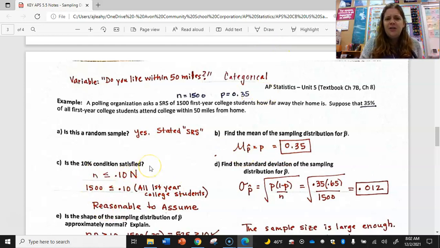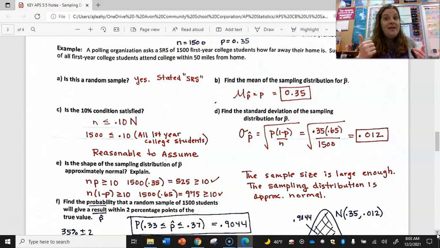Is the 10% condition satisfied? Am I less than 10% of my population? Is 1,500 less than or equal to 10% of all first-year college students? That seems reasonable to me. I don't know what that answer is, but that seems pretty reasonable. So I'm going to say good enough for me. And so now I can find the standard deviation. I take this standard deviation formula, and I do p, 0.35, times 1 minus p, 0.65, divided by 1,500, and I get a standard deviation of 0.0125.